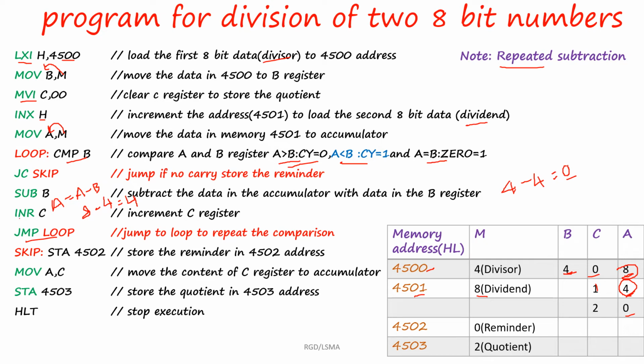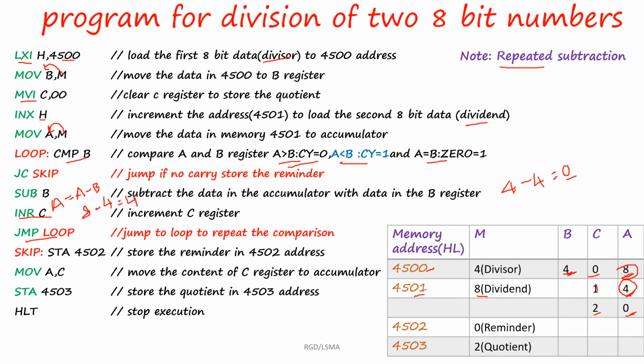Then you are going to increment your C register by 1. So you are going to increment this 1 to 2 here. You are going to increment your carry by 1. Then jump to loop and you again do a comparison. If you compare A and B, what will happen? A has a value of 0, but B has a value of 4, right? So A is less than B.